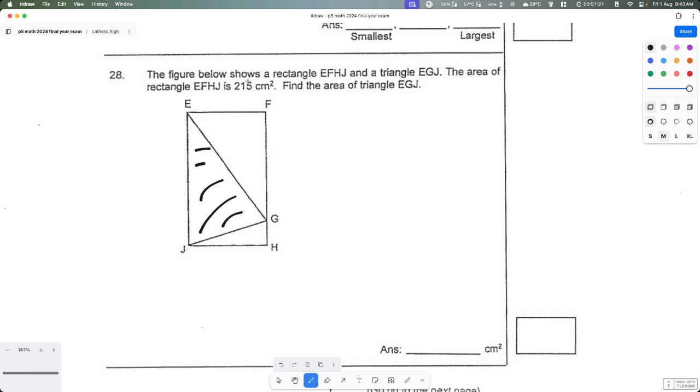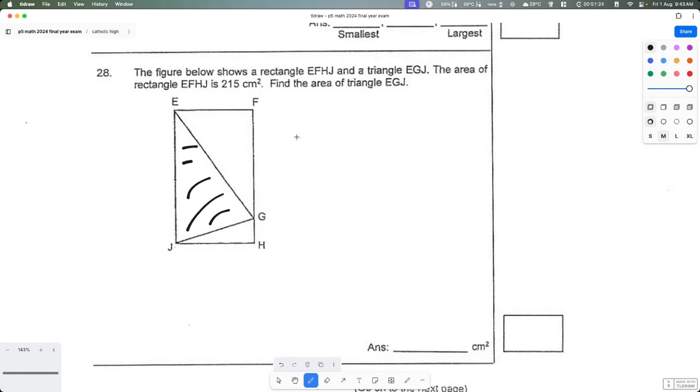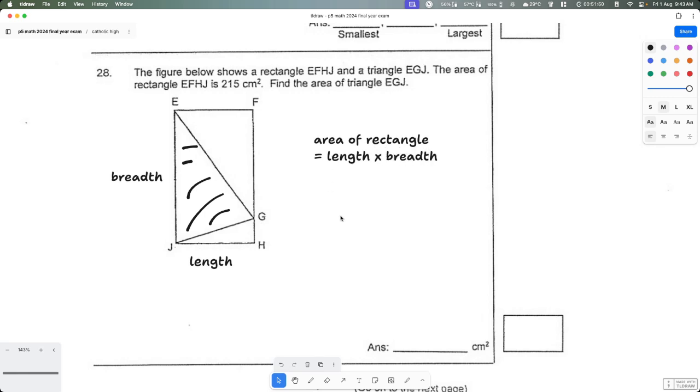Okay. So we only know the area of the rectangle. So let me just put some words, which is basically length, and then we have the breadth over here. So breadth, length and breadth. So area of rectangle is basically length times breadth. Okay. So what about the area of the triangle over here?